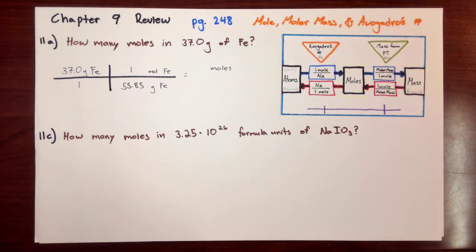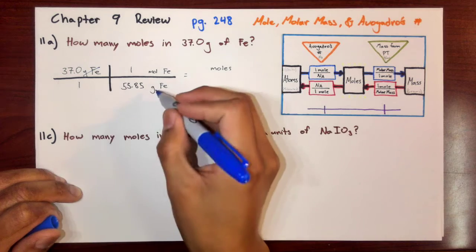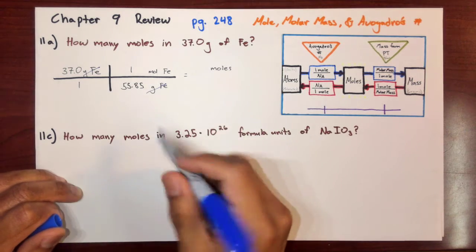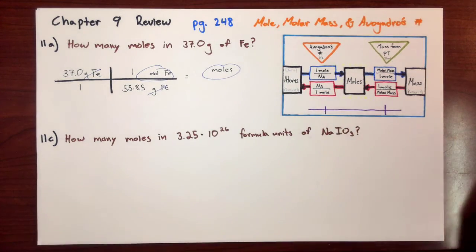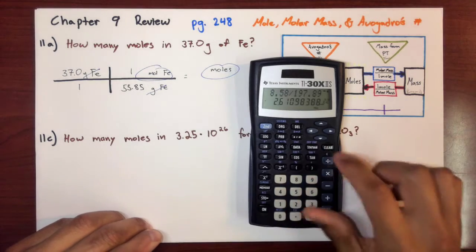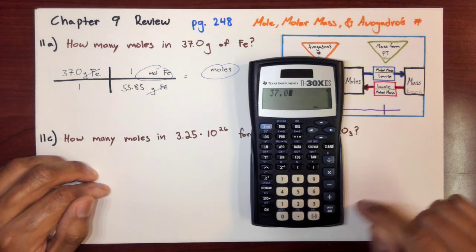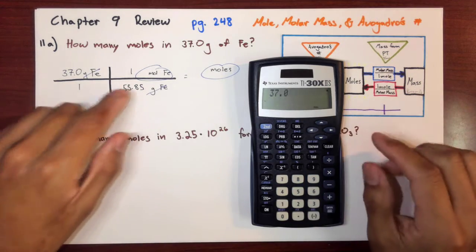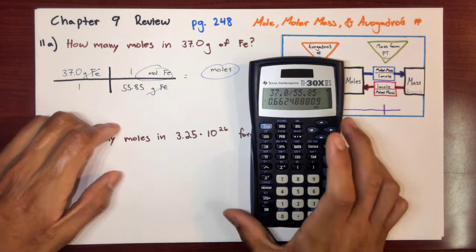And I'm going to put 55.85 grams of Fe. So now all we have to do is do the operation and cancel out whatever gets to be canceled out. So here we have 37 grams of Fe. This grams of Fe is going to cancel out with this grams of Fe. So we're going to be left with the moles, which is exactly what we want. So we're going to go ahead and use our calculator to figure it out. And remember that with these types of problems, you can just plug it straight into the calculator. So we have 37.0 grams of Fe. We don't need to worry about the units, divided by 55.85.